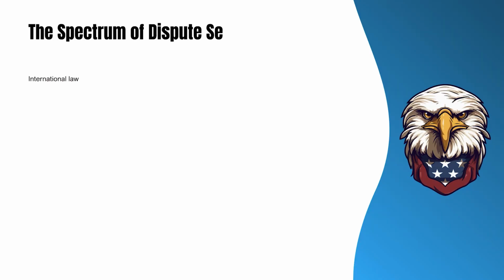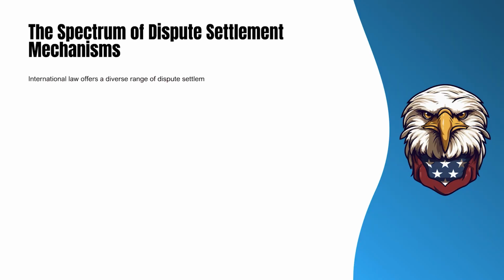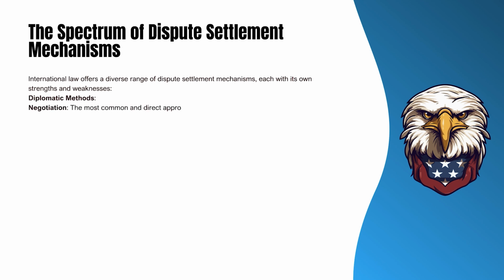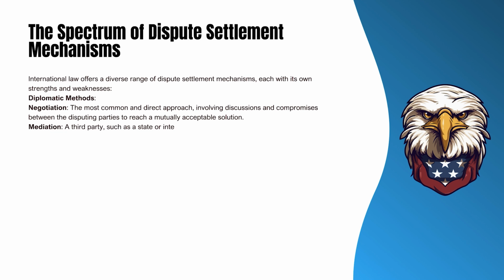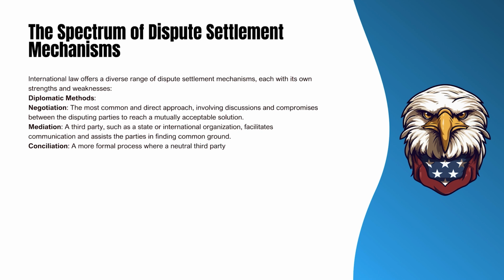The spectrum of dispute settlement mechanisms. International law offers a diverse range of dispute settlement mechanisms, each with its own strengths and weaknesses. Diplomatic methods. Negotiation. The most common and direct approach, involving discussions and compromises between the disputing parties to reach a mutually acceptable solution. Mediation. A third party, such as a state or international organization, facilitates communication and assists the parties in finding common ground. Conciliation. A more formal process where a neutral third party investigates the dispute and proposes a non-binding solution.